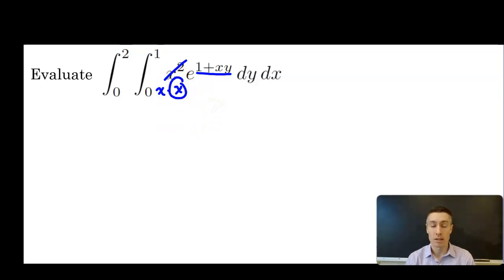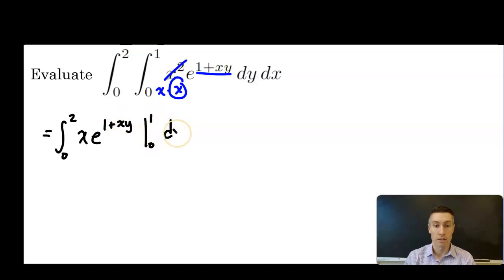So u substitution does get a little bit trickier because you have multiple variables going on here. But 1 plus xy is what we would treat as u. Differentiating that with respect to y, we would have x. So we circle that, that would be our du term. So now integrating, we have the integral from 0 to 2 of x e to the 1 plus xy, evaluated from 0 to 1 dx. And just our reminder, these are y values that we are plugging in.